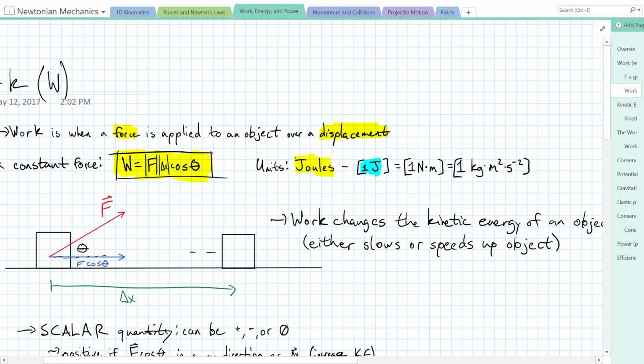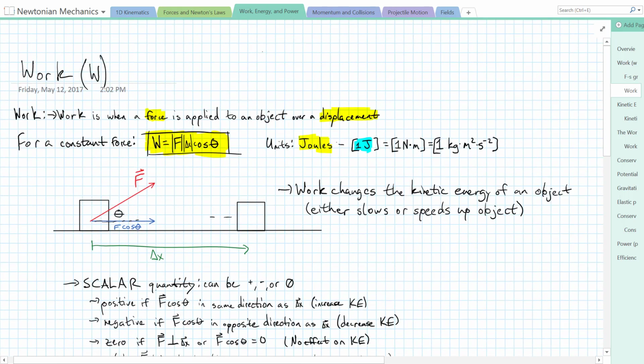And when you do work, you're going to change the kinetic energy of an object. You're going to speed it up or slow it down. If you apply a force in the direction of motion, you're speeding it up and you're increasing the kinetic energy of your object. If you're pushing in the opposite direction of the motion, you're slowing it down and you're decreasing the kinetic energy of an object. So this is kind of what work does. Work lets us change the kinetic energy of objects.